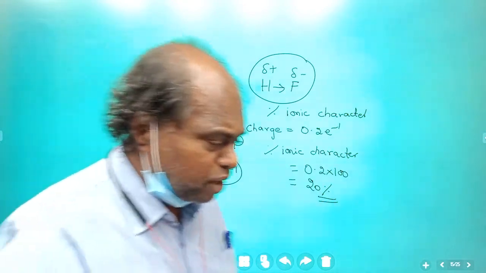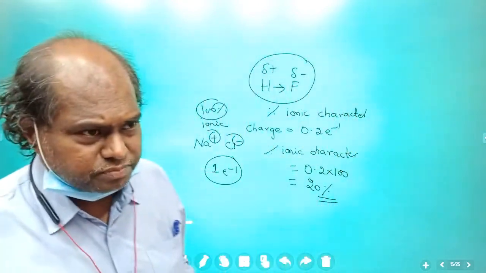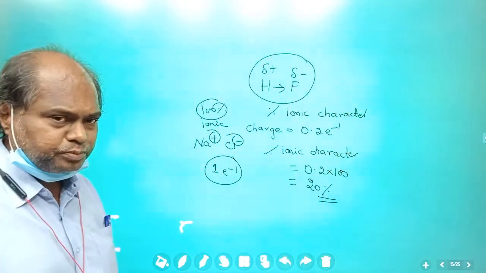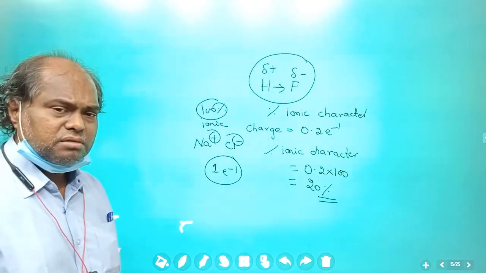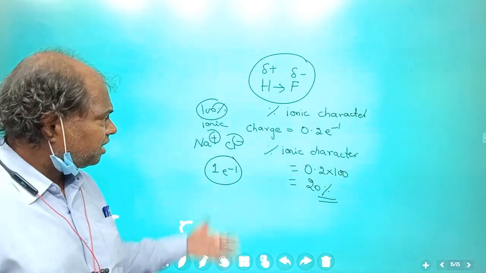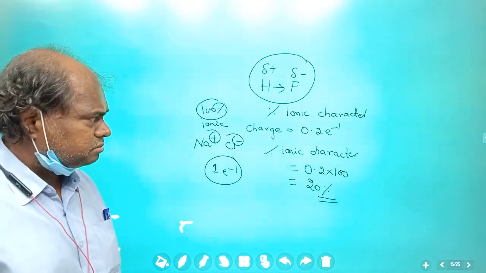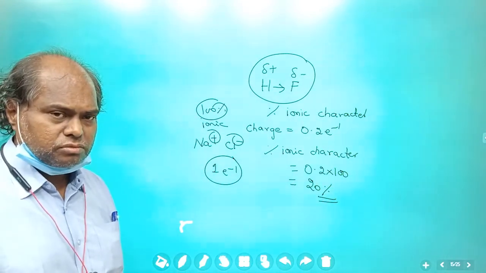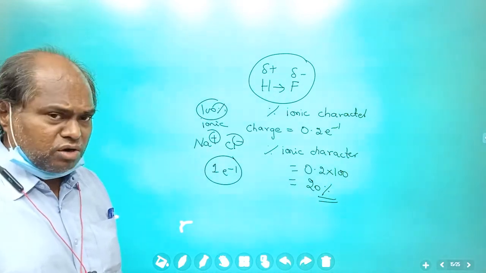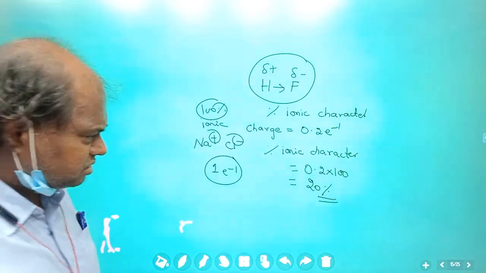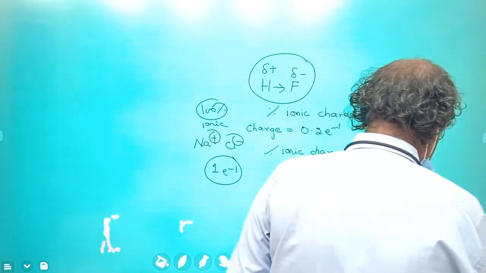Suppose the charge comes out to be 0.3 times of the electron. Listen to this. 30%. So you can have 30%, 40% ionic character. If you are getting 100%, it means it is NaCl. Okay, students? Fine. We'll do a sum on this now. It's the last thing we'll do now.